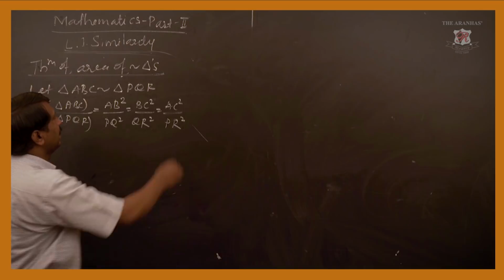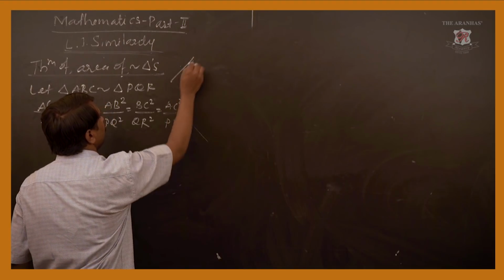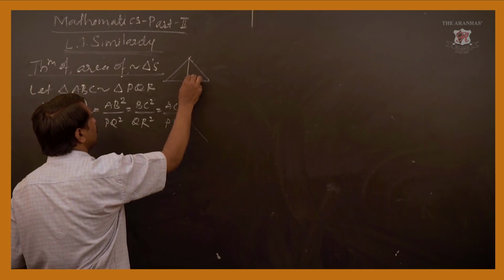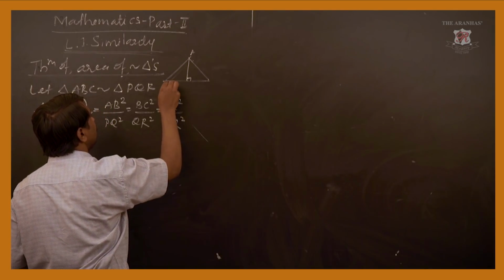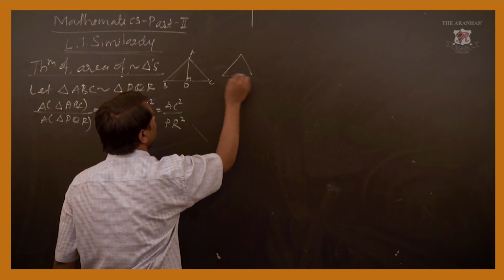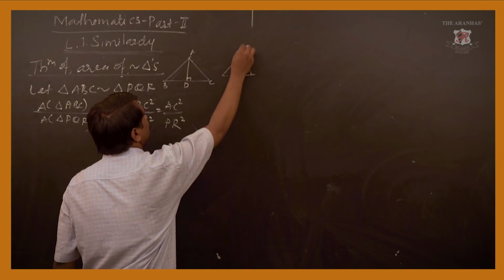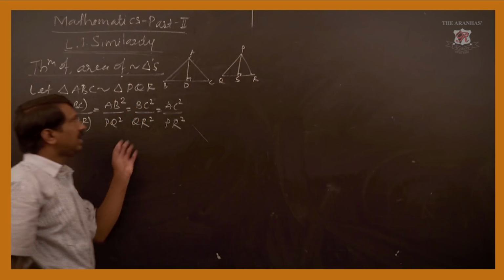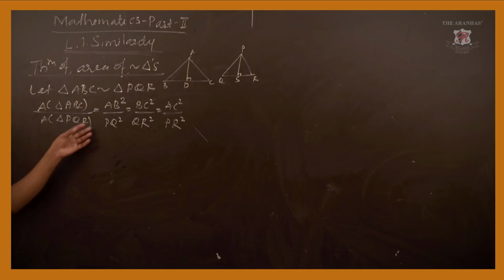Roughly I will show the diagrams also. Actually we are just discussing the previous part. Our diagram was like this. This was triangle ABC and AD was the height. Next was the other triangle, triangle PQR, and this was the height PS. Just a little bit as a revision.